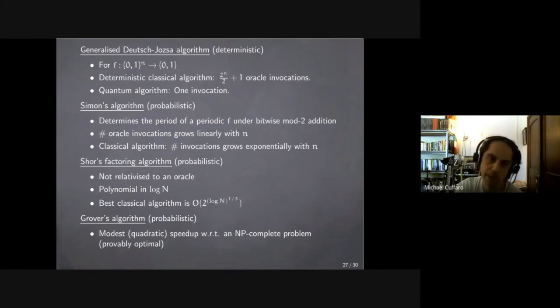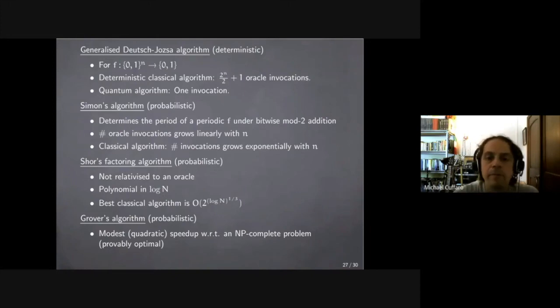Okay? And the number of oracle invocations grows only linearly with n, whereas for the classical probabilistic algorithm, it's going to grow exponentially with that. Shor's algorithm builds a bit off Simon's algorithm. It's an algorithm for factoring, but what it really does is convert an algorithm for period finding into an algorithm for factoring.